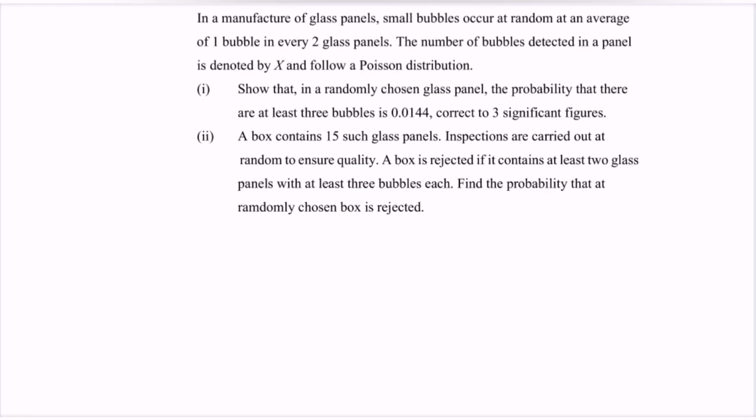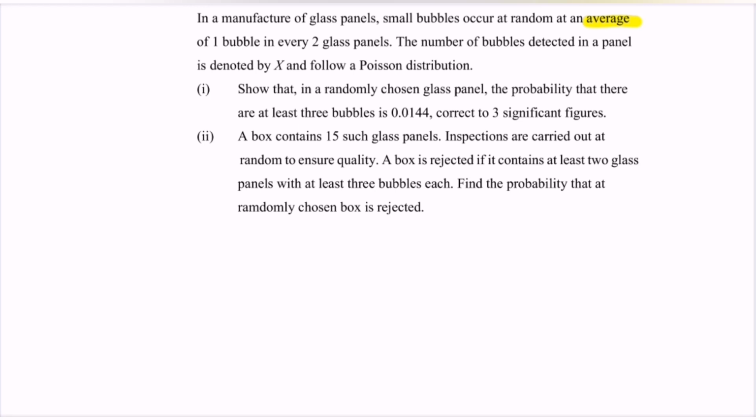Hello everyone, in this video I'm going to discuss the example for special probability distribution. In a manufacture of glass panel, small bubbles occur at random at an average. So here we have the keyword average, meaning that we have the hint, which is the Poisson distribution, of one bubble in every two glass panels.